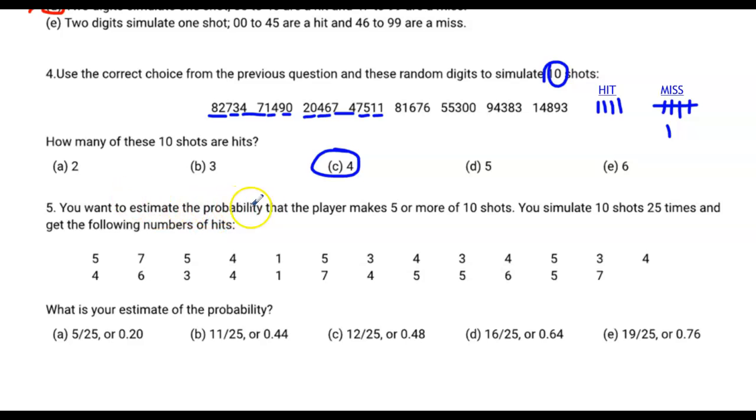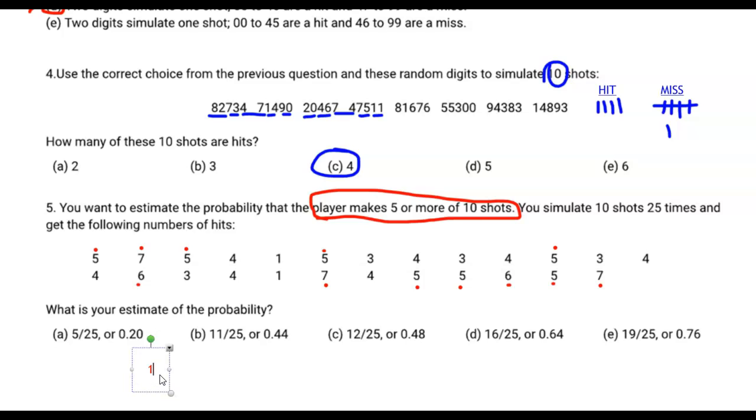You want to estimate the probability that the player makes 5 or more out of 10 shots. So you simulate 10 shots 25 times and you get the following number of hits. So we're trying to estimate the probability that the player makes 5 or more of 10 shots. That's what we're looking for in our results from the simulation. So how many of these are 5 or more shots? Well, 1, 2, 3, 4, 5, 6, 7, 8, 9, 10, 11, and 12.